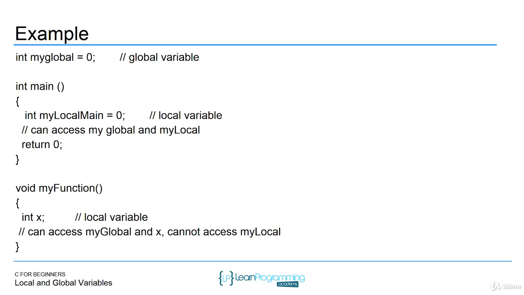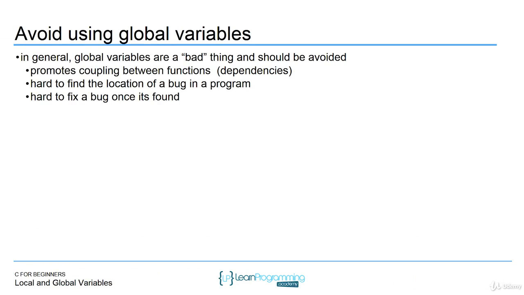Global variables should be avoided. Global variables are sort of a bad thing. The reason for global variables being bad and why you should avoid them is because it promotes coupling between functions. What does coupling mean? Coupling means dependencies. If you have a global variable and it's being used by 4 functions, that means each one of those functions could be dependent on the other function.